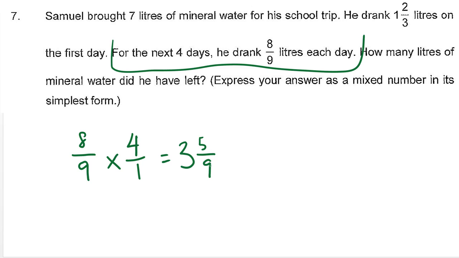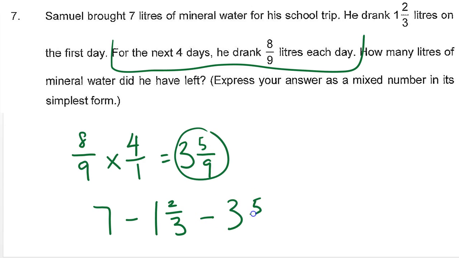Now you start off with 7 liters, and you're going to drink 1 whole 2/3 on the first day, and from the second, third, and fourth day, you drank this total. Now again, I have to emphasize this.